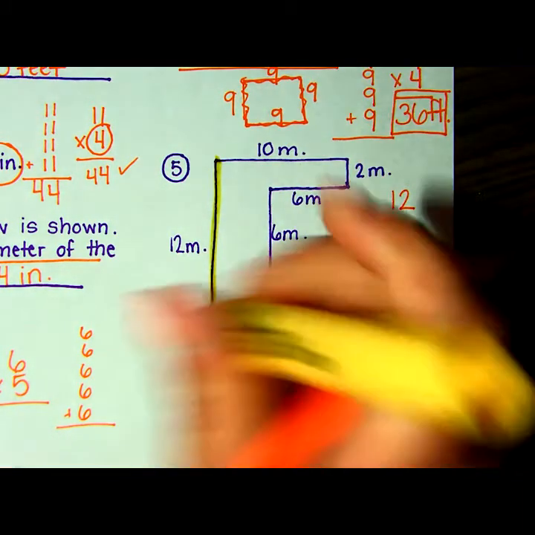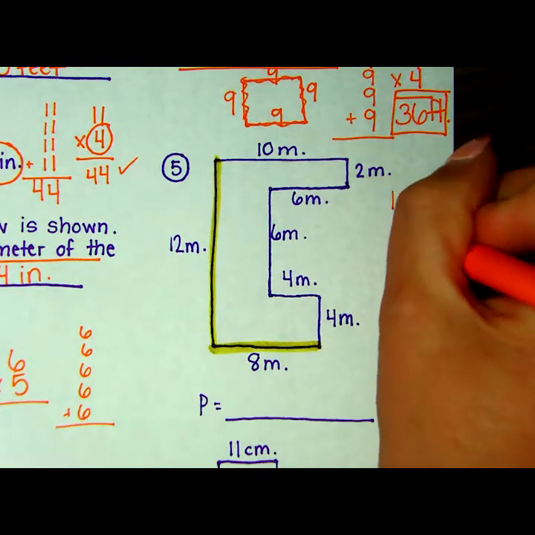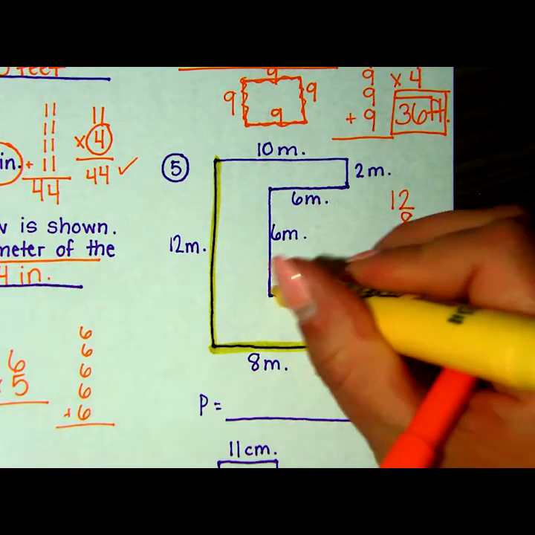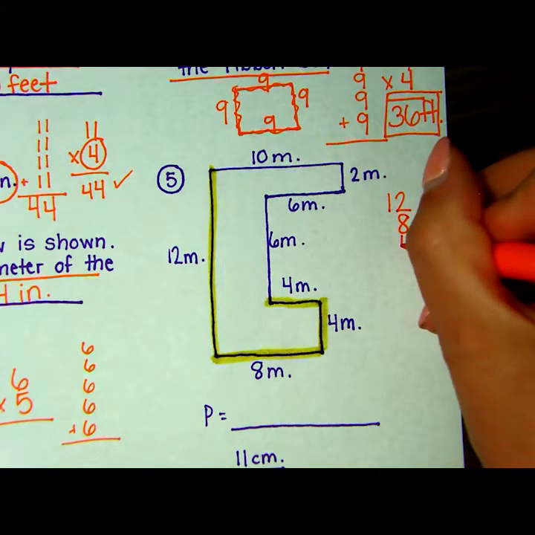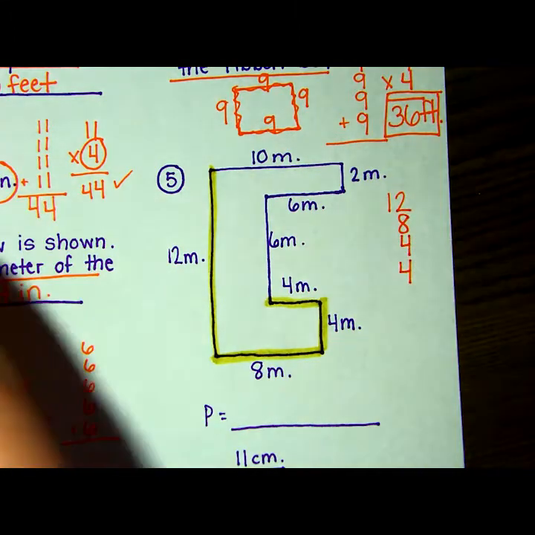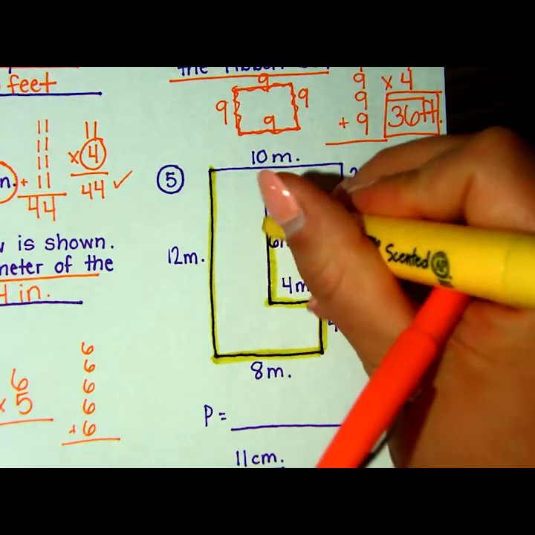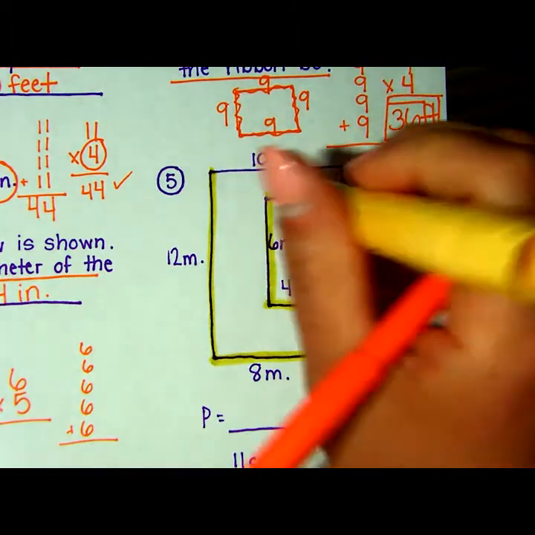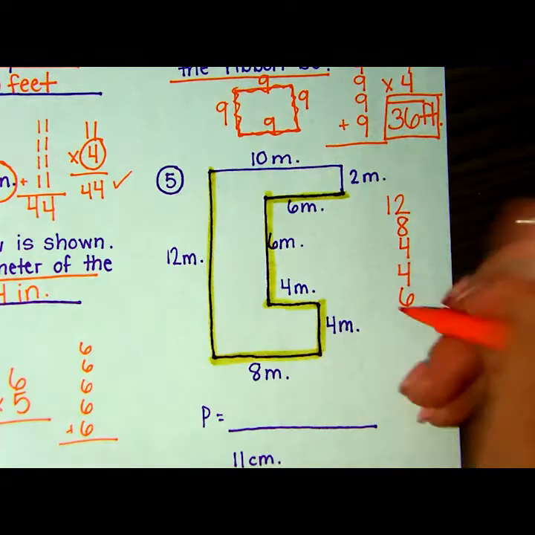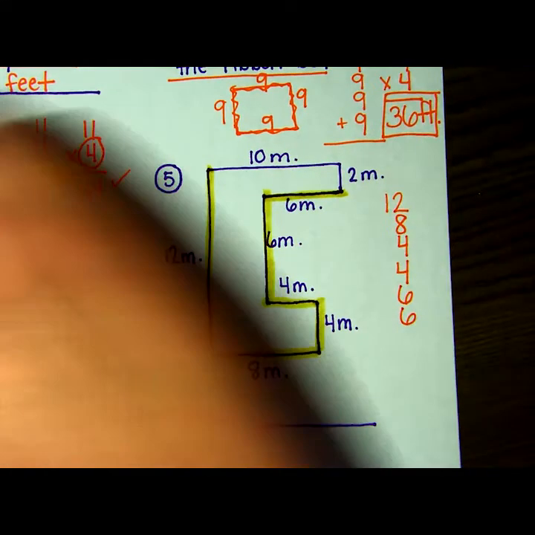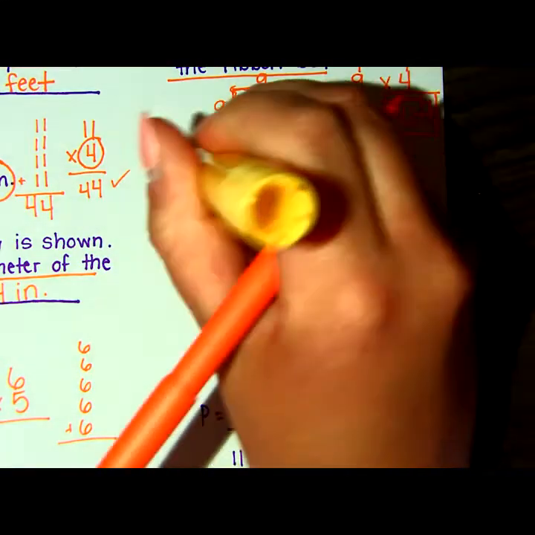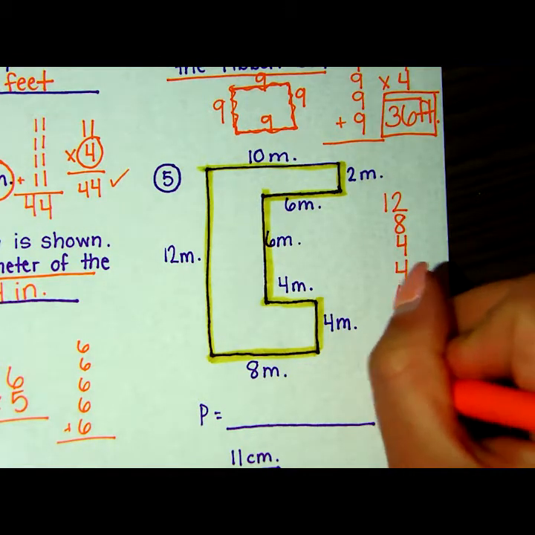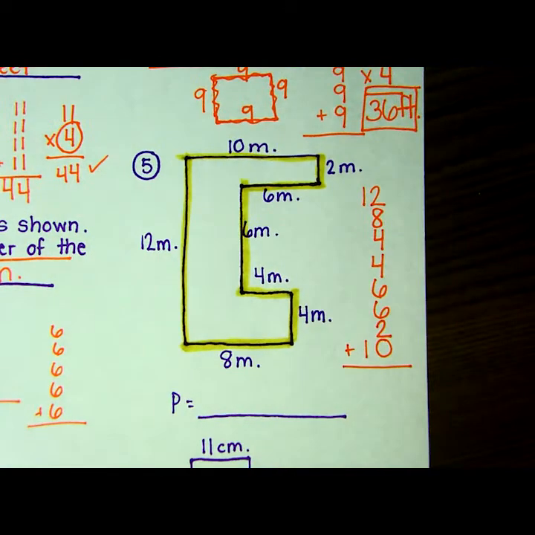Plus 8. Make sure my place values line up. Plus 4, plus another 4. Plus 6. Let's see. Plus another 6. Plus 2 and plus 10. 2 and 10. Whew. So I'm going to add all of those numbers up.